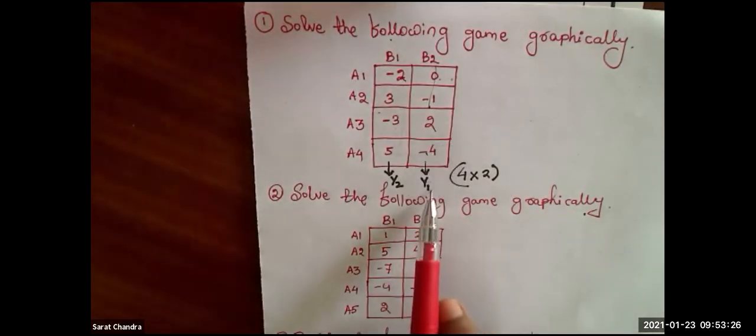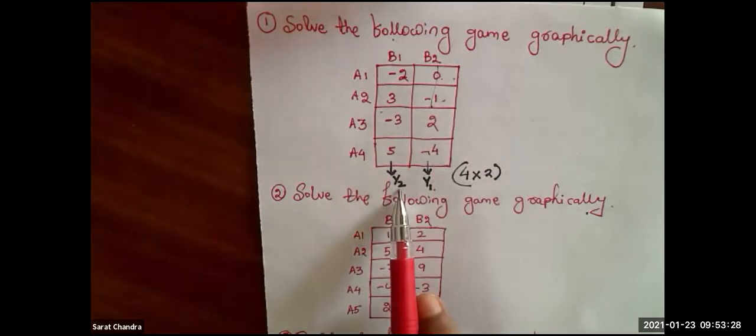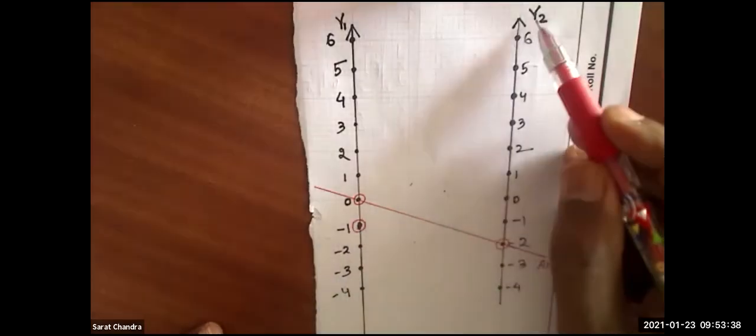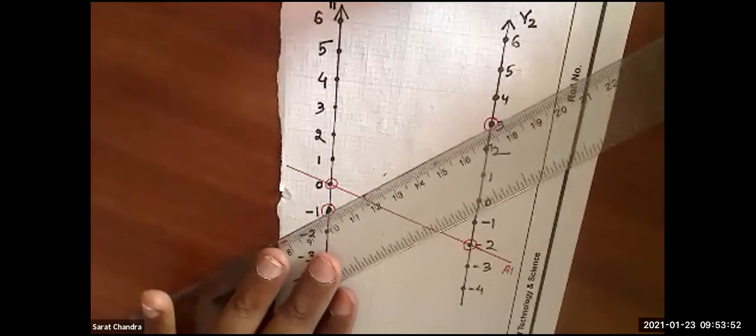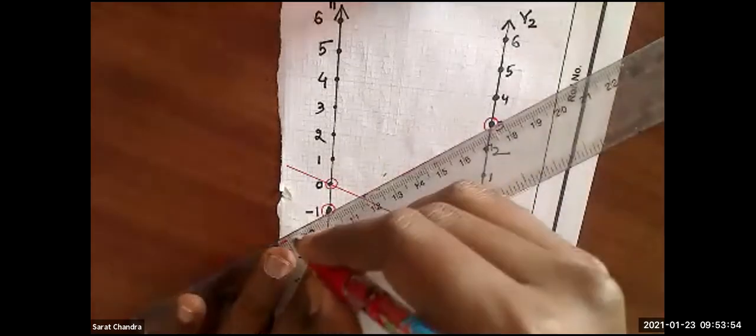Right? This is 1 point. Next, what is the next point? Next point is y1 minus 1, y2 3. What is y1? This is y1 minus 1. I will put a circle. And y2 3. Where is it? This one. Here I will put a circle and then I will draw a line joining minus 1 and 3.